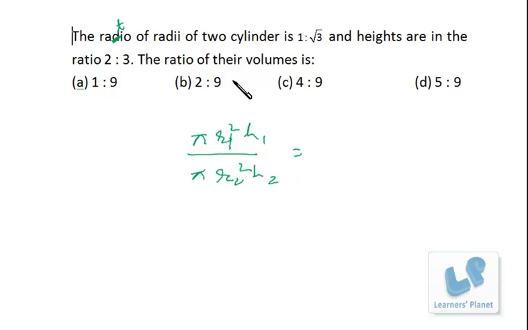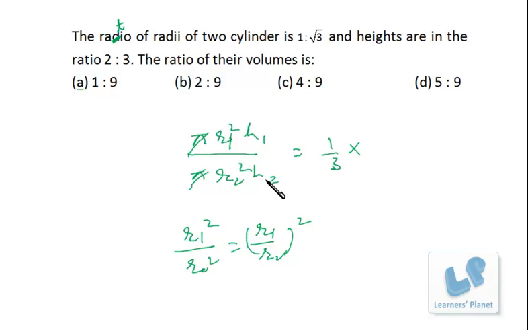Okay. Now the ratio of radii is 1 is to root 3. So we have to write down the square of that, since it is r1 square by r2 square, or we can say it's r1 by r2 whole square. Pi and pi will get cancelled. So r1 by r2 square will be 1 upon 3 into h1 by h2 is 2 by 3. So the ratio of volume is 2 by 9. Okay.